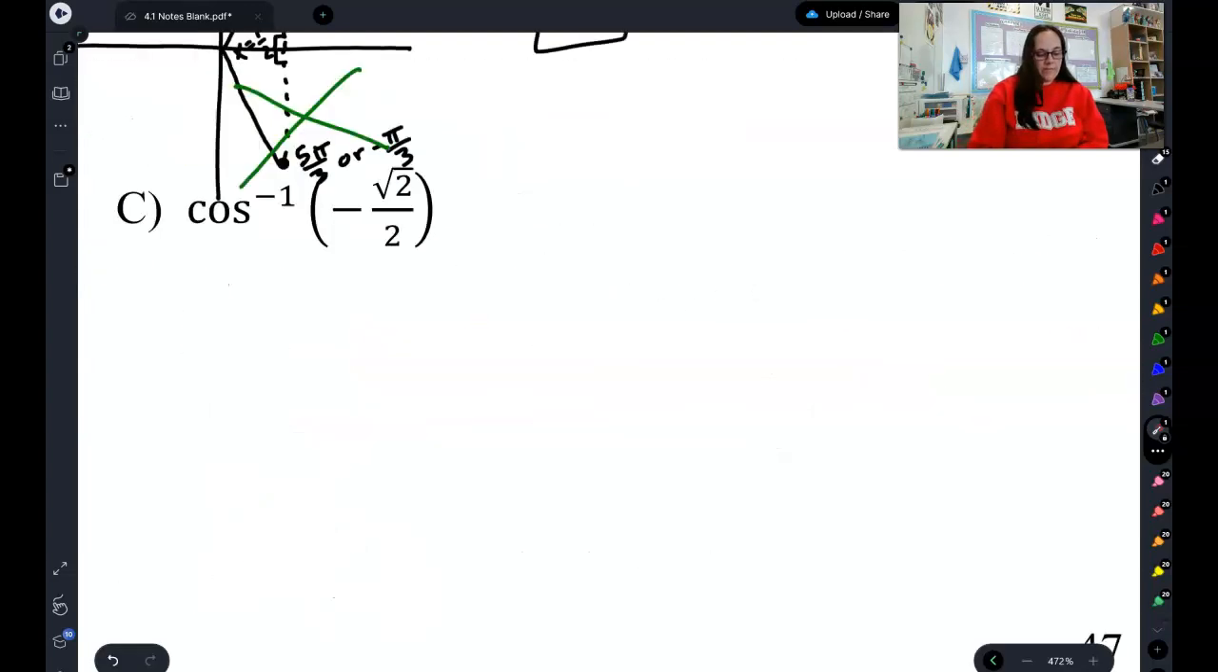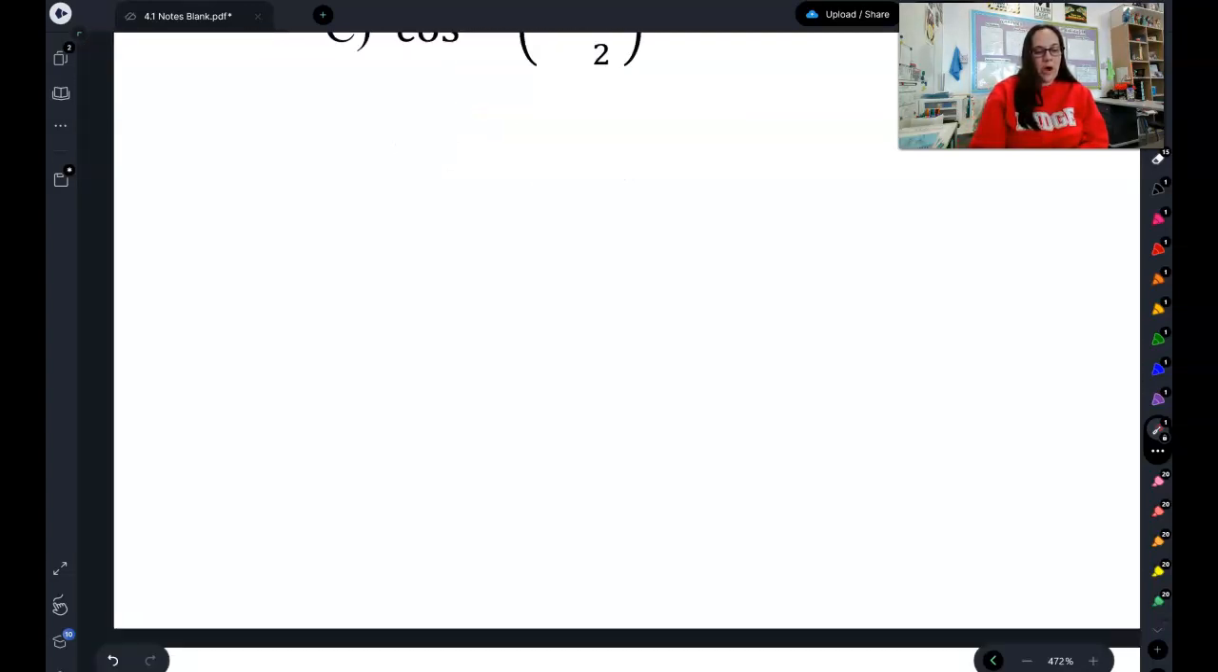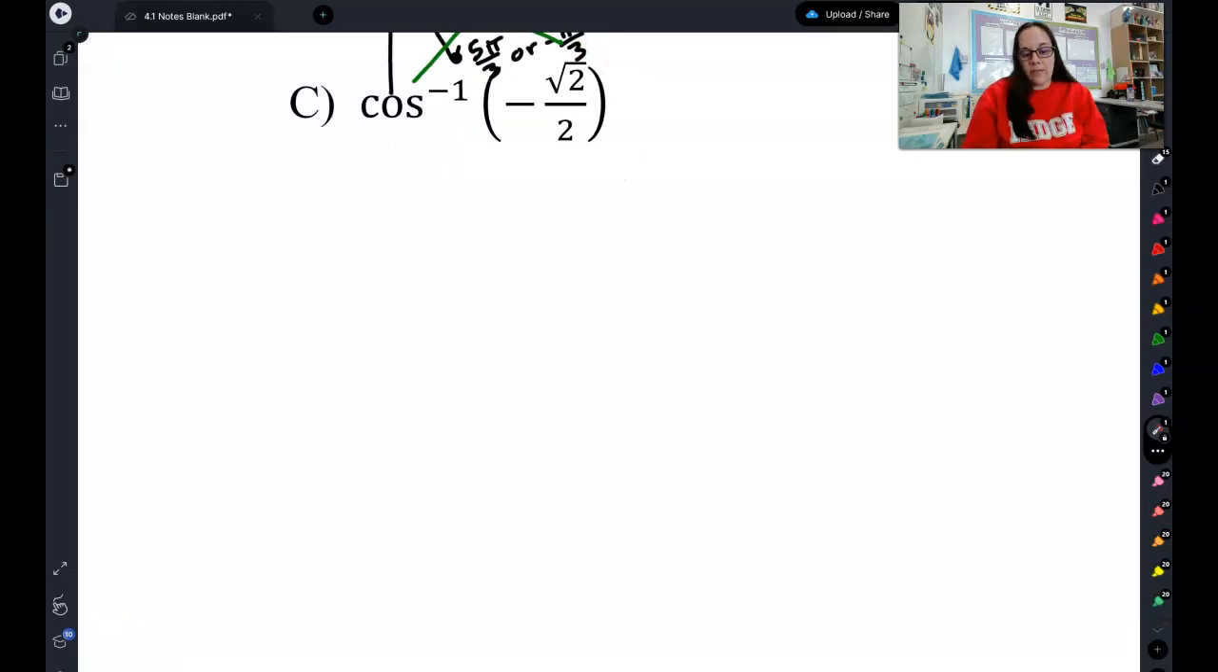Let's try another one. C, arc cosine of negative root 2 over 2. So once again, pause the video, sketch where this goes, find the angles that satisfy this, and then narrow it down to the one angle answer that we want. Ready, go.